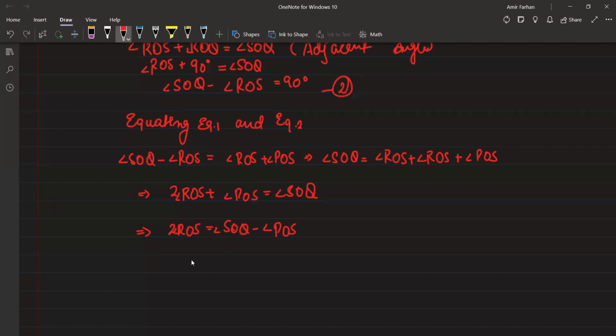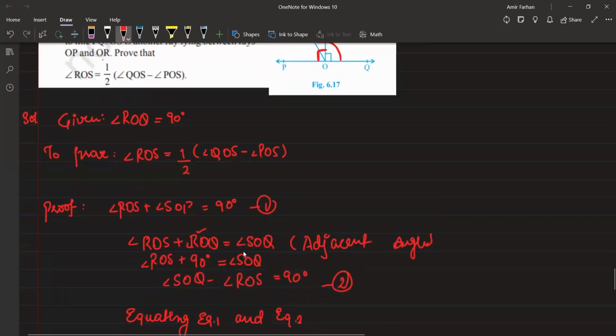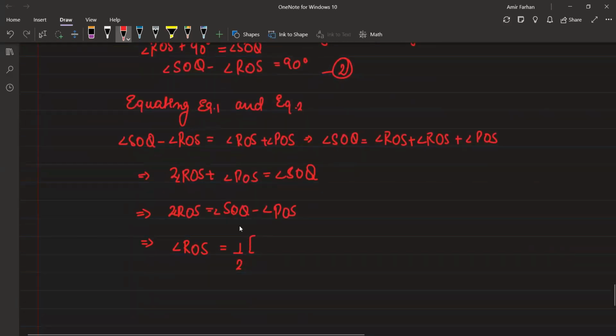So POS. Now tell me. This is in multiplication, so it will go in division here. Angle ROS is equal to half of angle SOQ minus angle POS. So hence proved. Now tell me, is that clear to you or not?